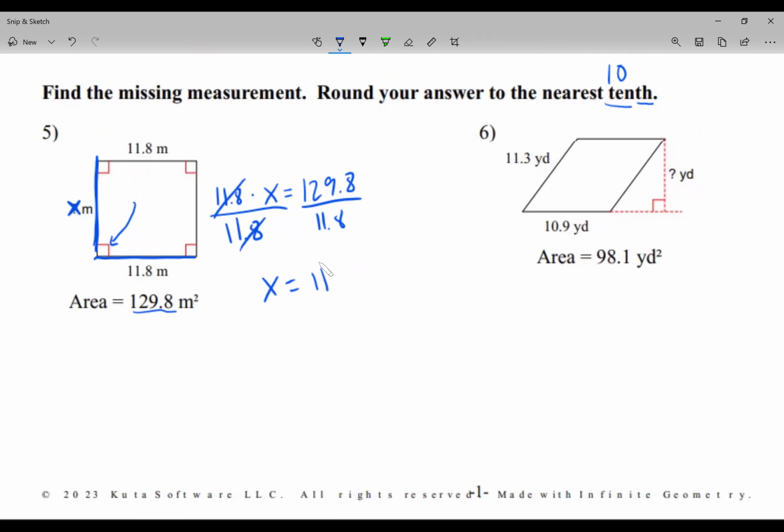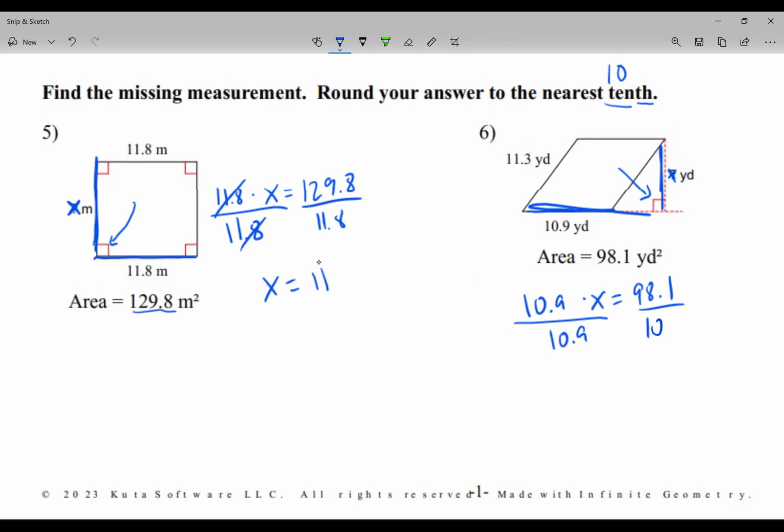Let's take a look at number 6. We have a parallelogram here. I see a question mark, and again, I'm going to call that X. My 90-degree corner is made by X and 10.9. So 10.9 times X is equal to the area, and I know the area is 98.1. To get X by itself, let me divide both sides by 10.9. Now 98.1 divided by 10.9 happens to be 9.